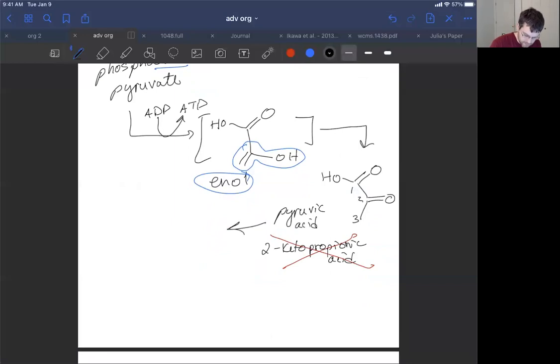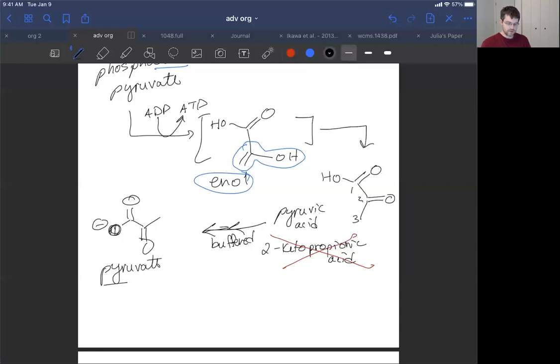So this is going to be buffered at aqueous, or excuse me, physiological pH to form the carboxylic acid form. And basically it's an alpha keto acid. So you put a ketone at the alpha position of a carboxylic acid, and then we have a methyl group at the beta position. So this is pyruvate in its deprotonated form. And that's preferred, that we call that pyruvate.